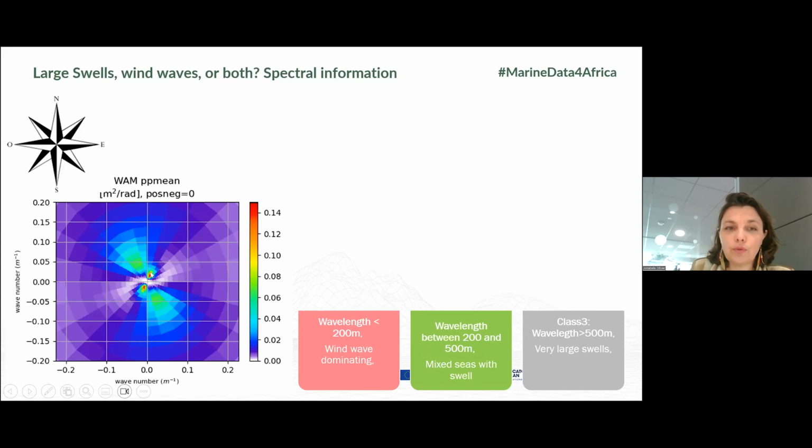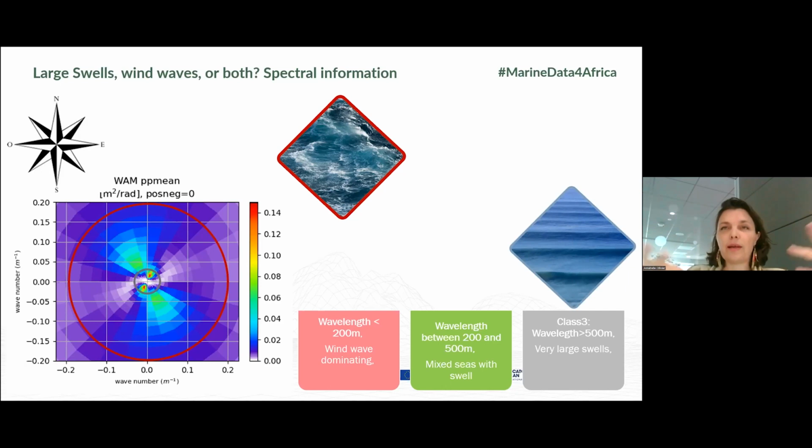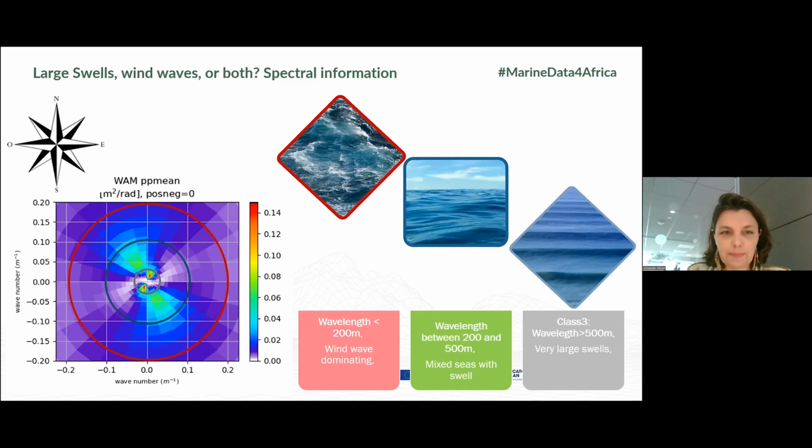You can see the red color gives you where there is a lot of energy. So this means that there is a large swell coming from the northeast. And this energy here tells that there is a wind sea coming from the northwest. So this is very rich information. At the very outside of the spectra, you have the information of wind waves. And in the middle, it's more the very smooth swell with a long wavelength, above 500 meters. And in between, you will have some mixed seas. So this is very rich information that can be used.